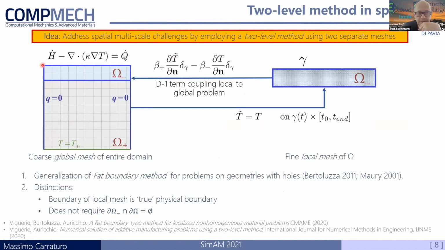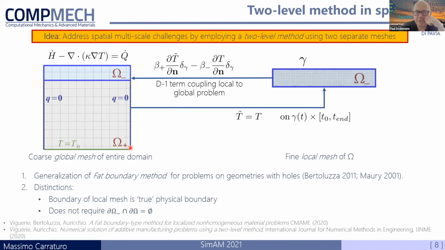Plus, we have a separate mesh on omega minus. So we solve the local problem on this mesh, and we exchange information at the boundary between the two. So it's not that the global problem is solved only on the subdomain omega plus, but it's solved everywhere on omega. Okay. So in this sense, it's not a domain decomposition approach.